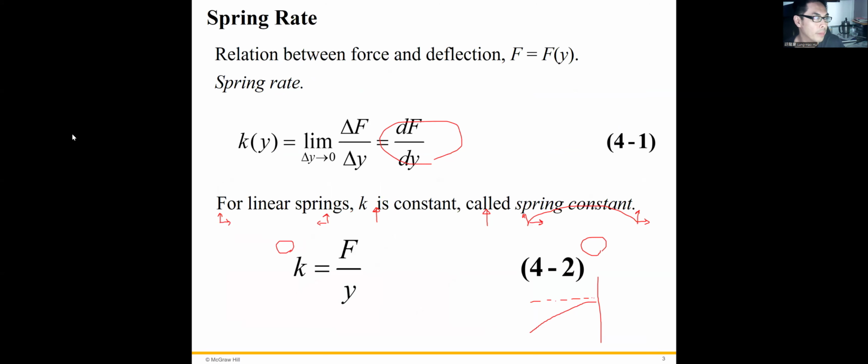So we can define the relation between the force and the deflection. The force is a function of the deflection, right? The spring rate is defined as the limit of delta F over delta Y when delta Y approaches zero, which we can rewrite in derivative form. For a linear spring, K is a constant called the spring constant. So K equals F divided by Y, the deflection.